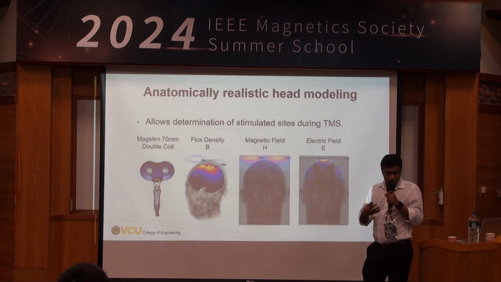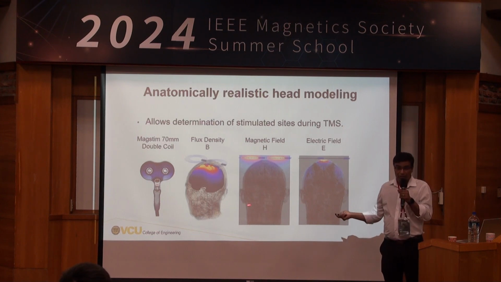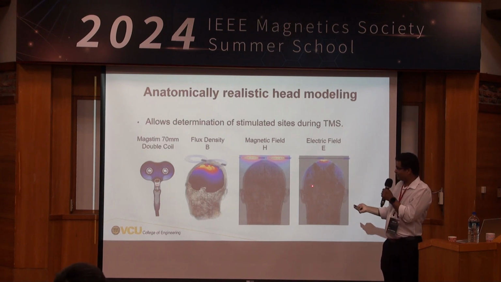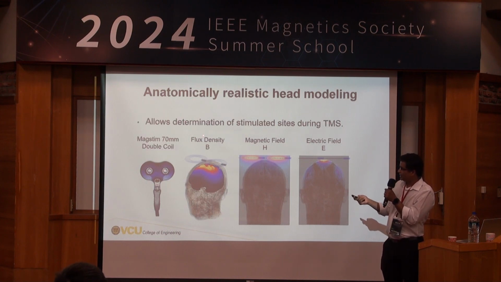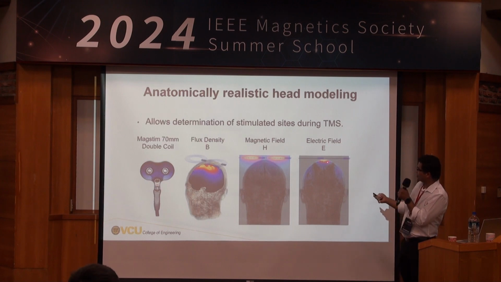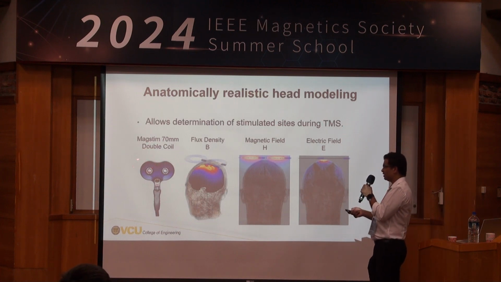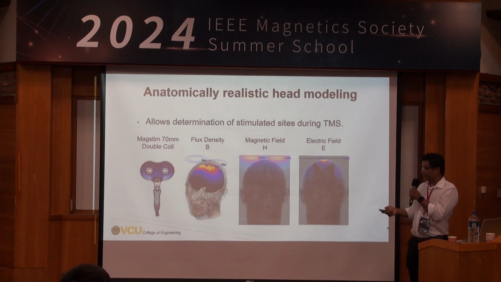This is from a commercial head model. We paid quite a lot of money to get this head model. This is the B field, H field, and this is the induced electric field using a standard double coil or a figure of 8 coil.